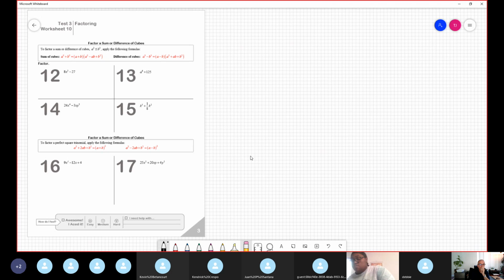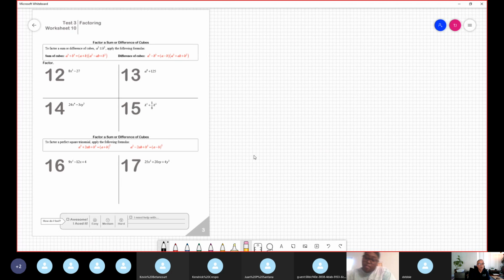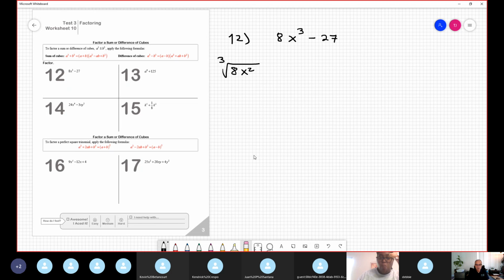We continue, binomials again. Factor a binomial. In this case, factor a sum or difference of cubes. Okay, easy. Let's practice. Suppose number 12. In 12 we have 8x cubed minus 27. The thing that we are doing is finding the cubic root of this expression. This is 2x, and the cubic root of 27 is 3. And they work like a and b in my formula.